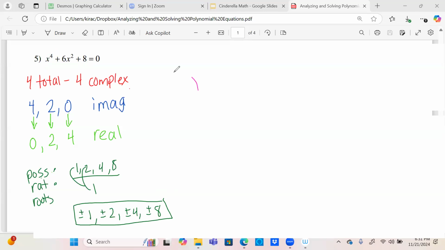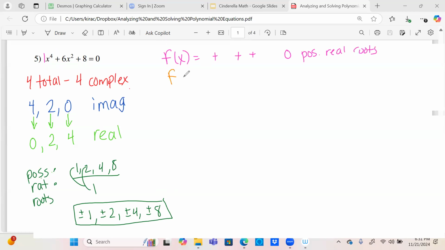Let's look, oops, sorry. Let's look at the signs of f of x. So that is our original function. This is positive, positive, positive. So we will have 0 positive real roots because we had no sign changes.